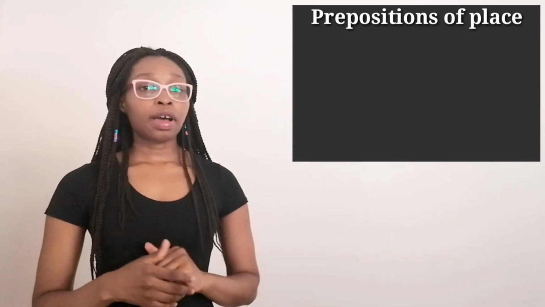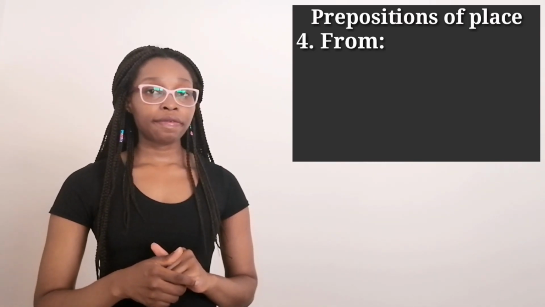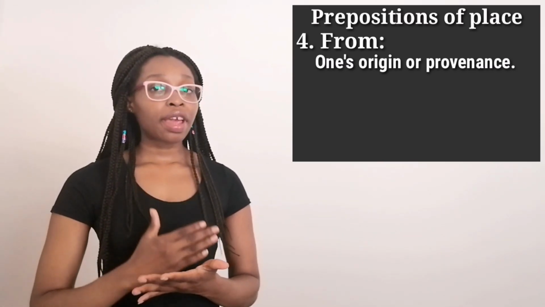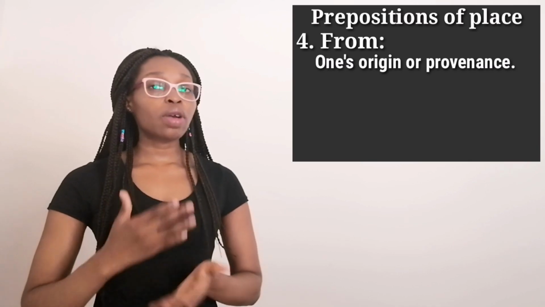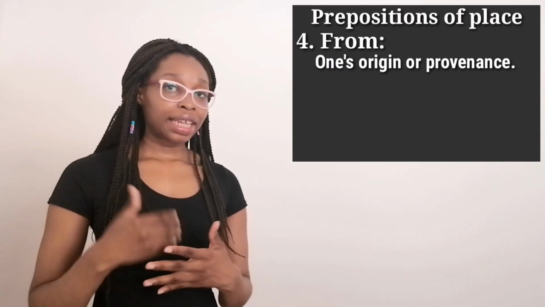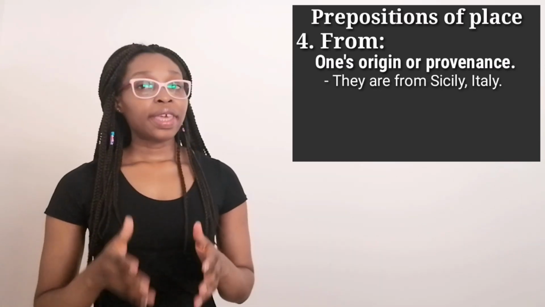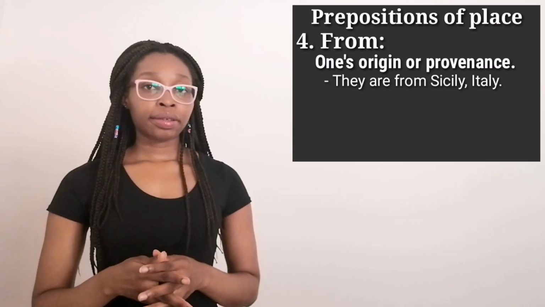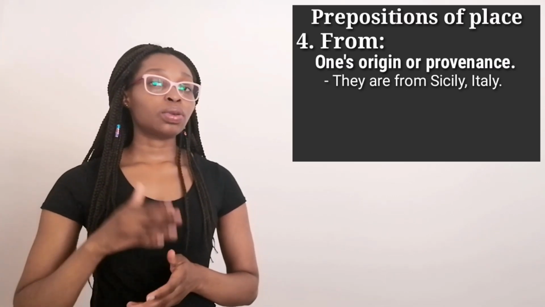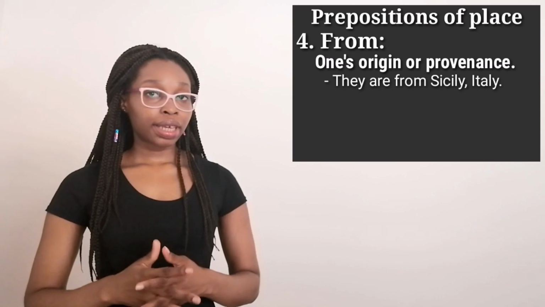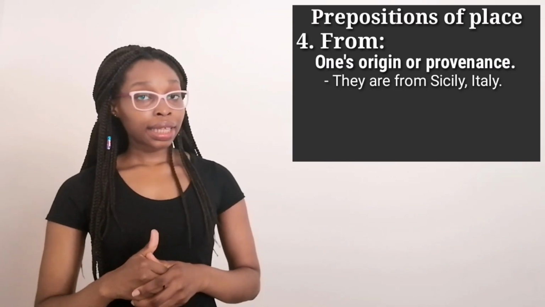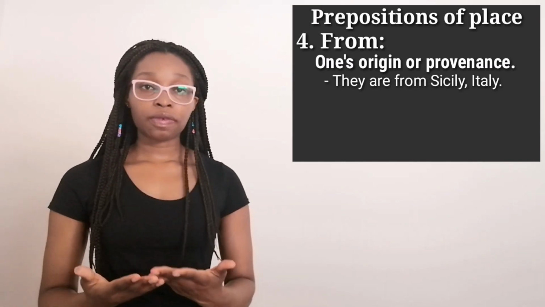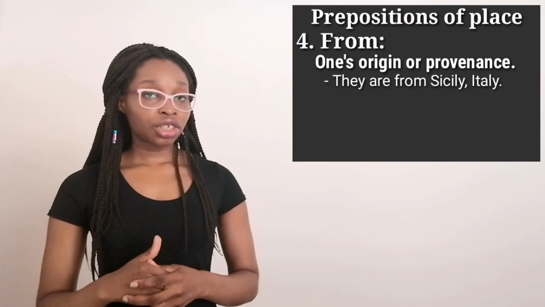okay? Now, the next one is "from". Parliamo della provenienza. Okay, when we use "from", we are referring to the place of origin or where one is coming from, da dove uno viene, okay? They are from Sicily, Italy. Sono della Sicilia, Italia. Qui stiamo parlando di origine, ok?